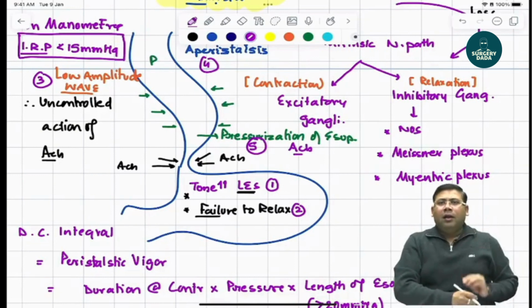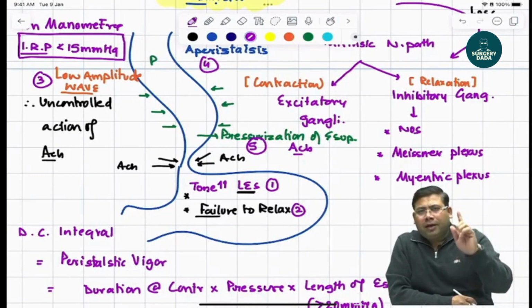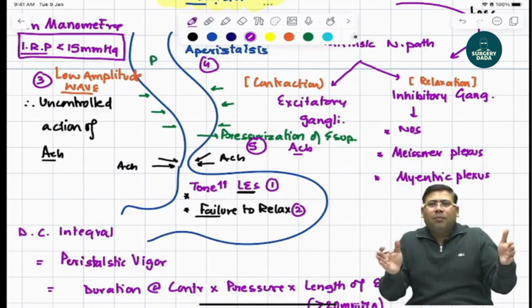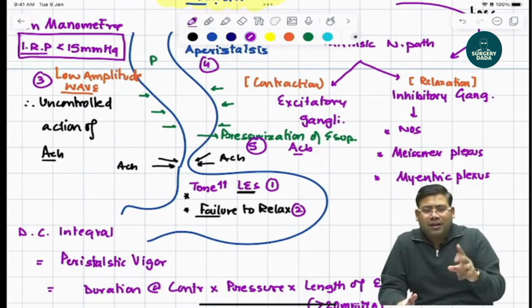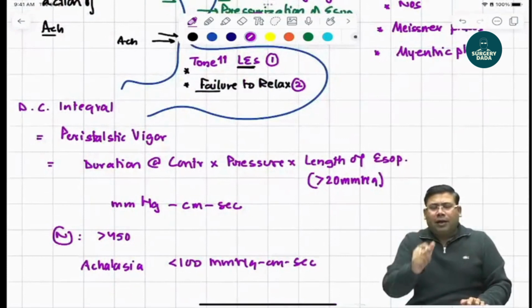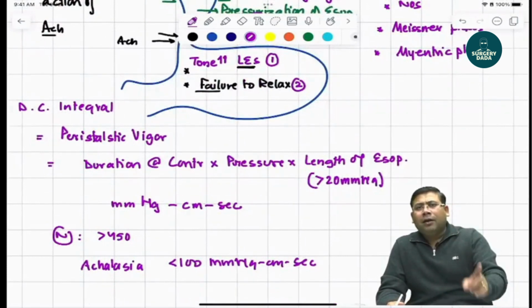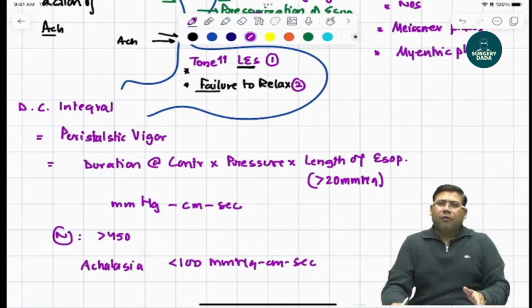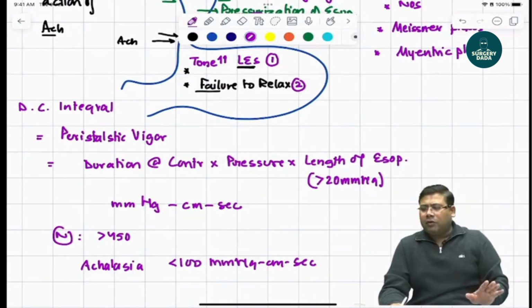On manometry, the IRP, integrated relaxation pressure: when you swallow, the mean of the maximum relaxation that happens during the 10 seconds, we take the mean of the 4 seconds. That is what is IRP. So IRP less than 15, distal contractile integral less than 100 mmHg per centimeter per second. This is what is diagnostic of achalasia. Otherwise you cannot diagnose achalasia.